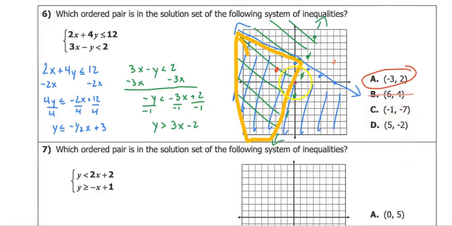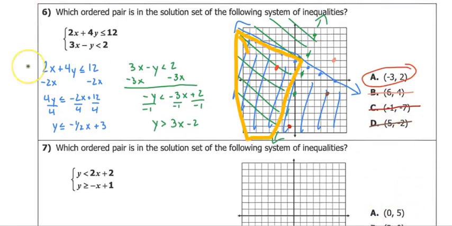Negative 1, negative 7. So negative 1, then 1, 2, 3, 4, 5, 6, 7. That's in my blue area, but not my green, so that is not a solution. And then the last one we're going to check is (5, negative 2): 1, 2, 3, 4, 5, negative 2. Again, in my blue area, but not in the green as well, so not a solution. All right, and that's it for systems of inequalities.